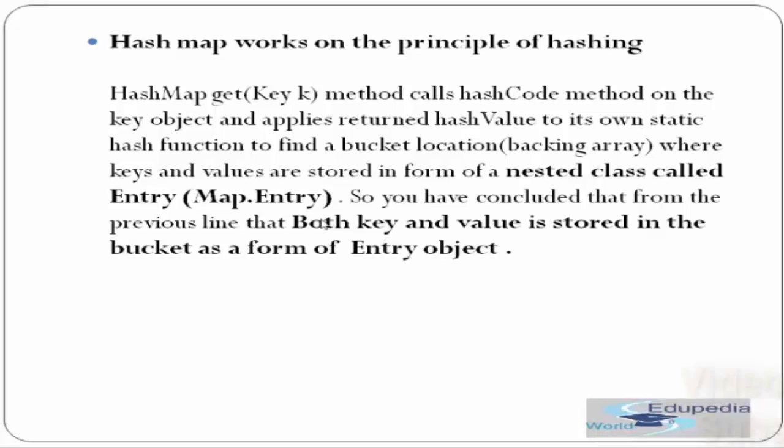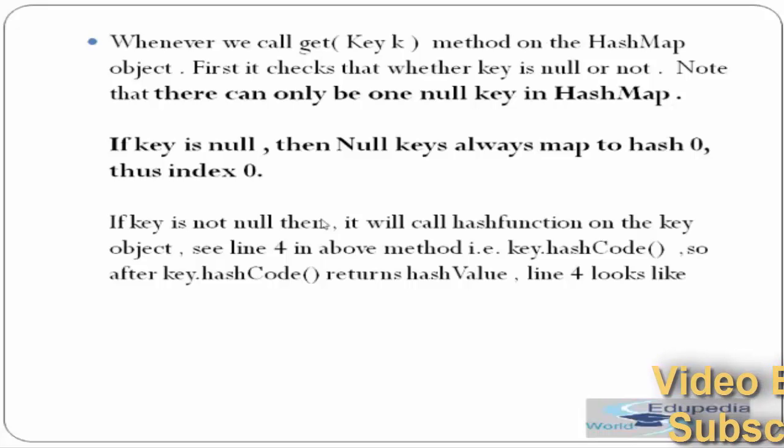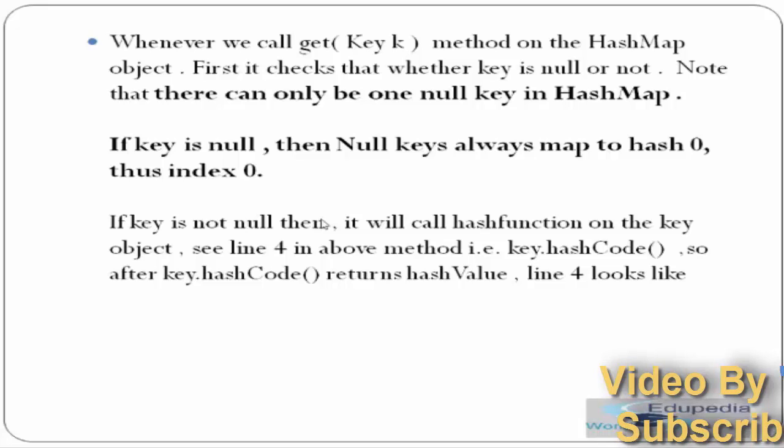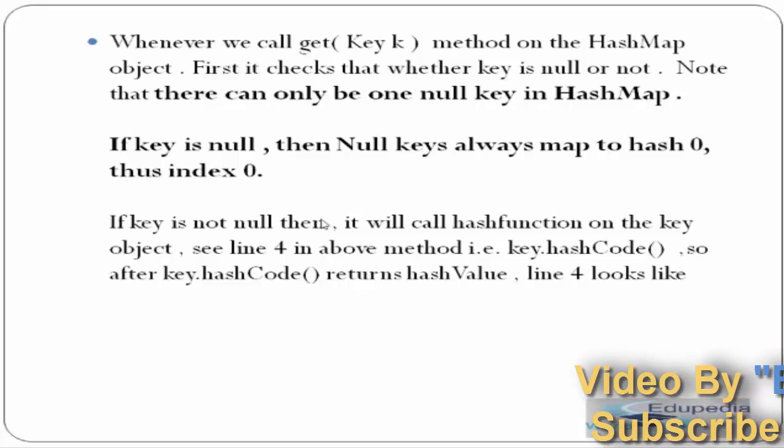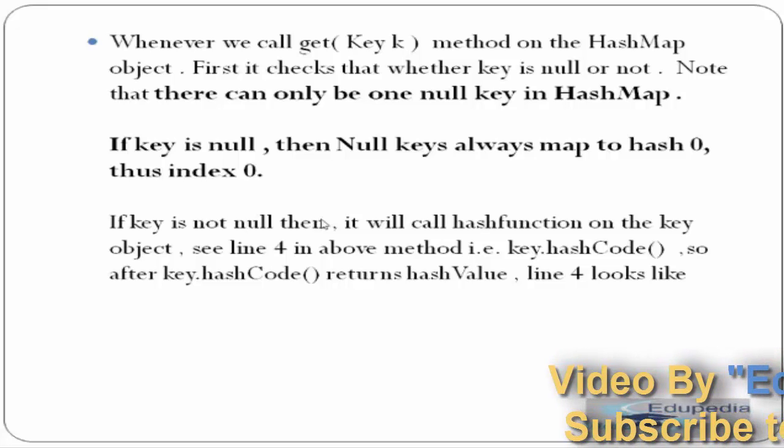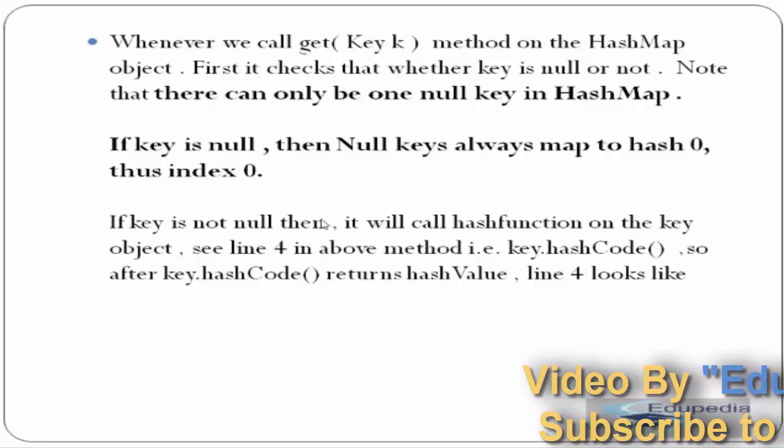Fine. Now whenever we call the get method on a HashMap, first it checks whether the key is null or not. There can also be one null key in a HashMap.